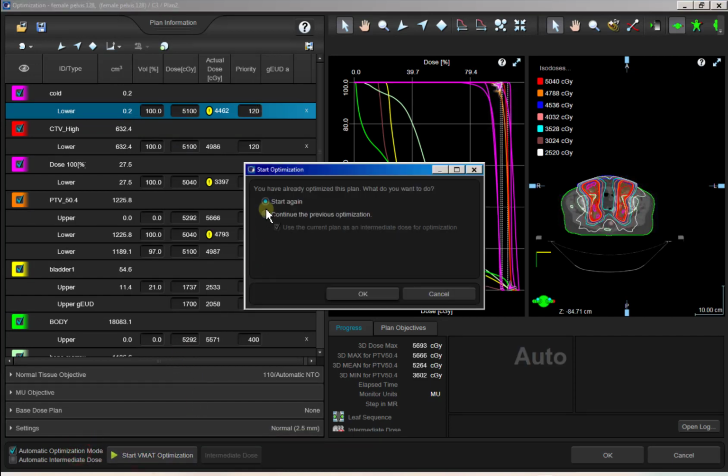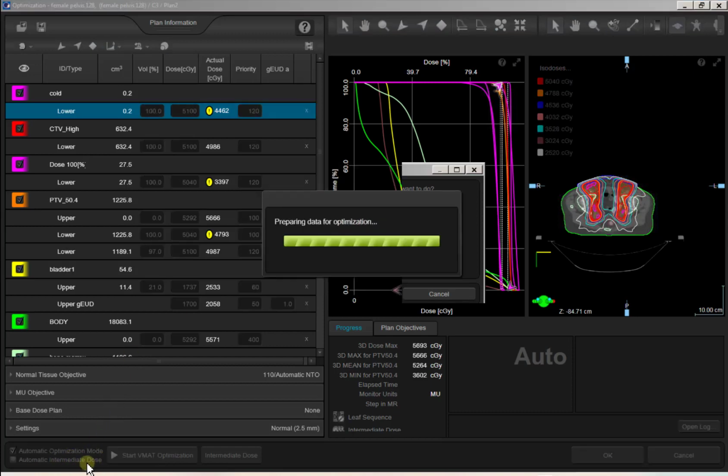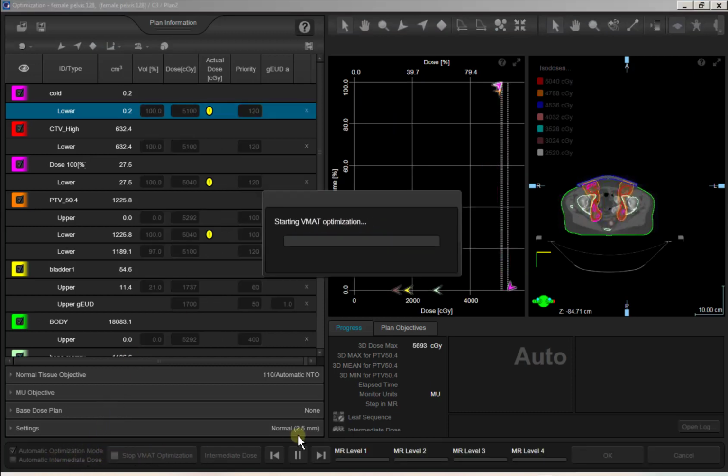All right, for my second run, I'm going to continue. I probably won't do intermediate dose again. I'll just do automatic optimization mode. And since the plan looks fairly good, we're just trying to deal with some cold spots and some hot spots. I'm only going to back it up to level 3.